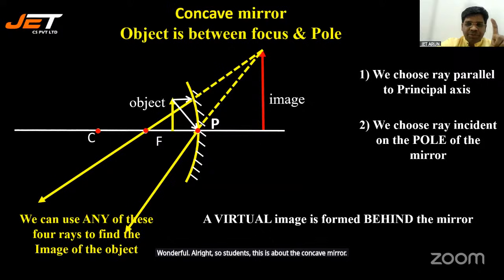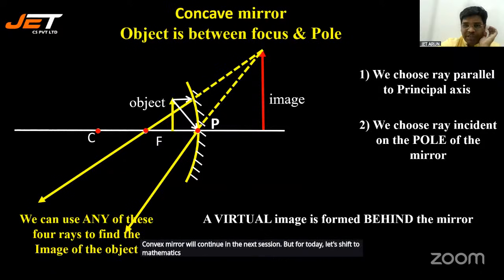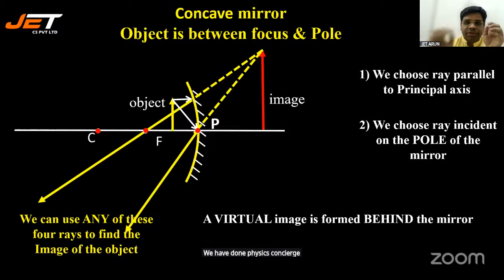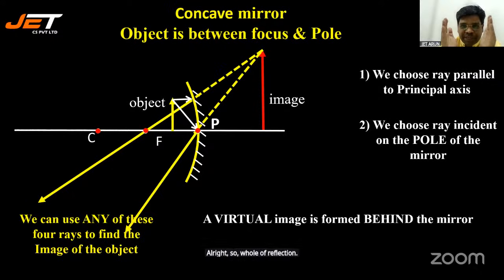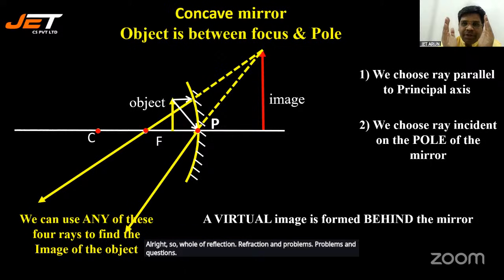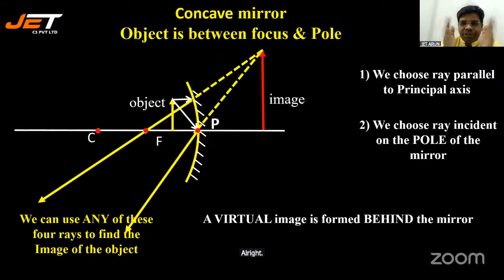So students, this is about the concave mirror. We have seen all the cases. The convex mirror will continue in the next session. But for today, let's shift to mathematics now. We have done physics, the concave mirror. In the next session, we will do the convex mirror and problems. So the whole of reflection, refraction and problems. Problems means questions, objective questions, with options. Let us adopt such an approach.